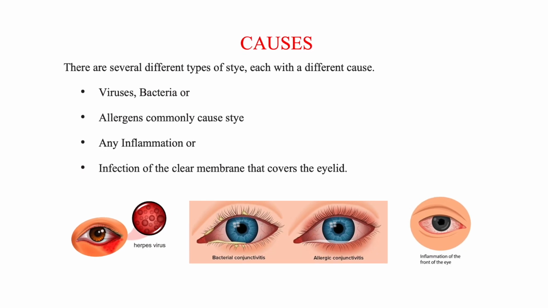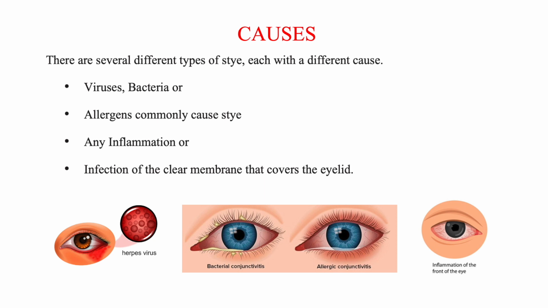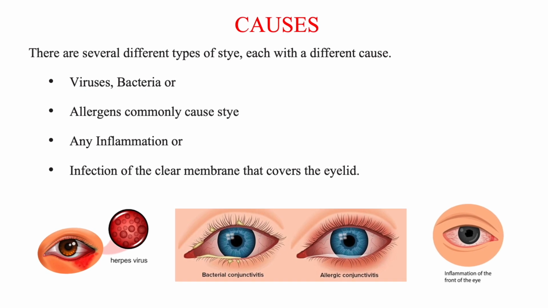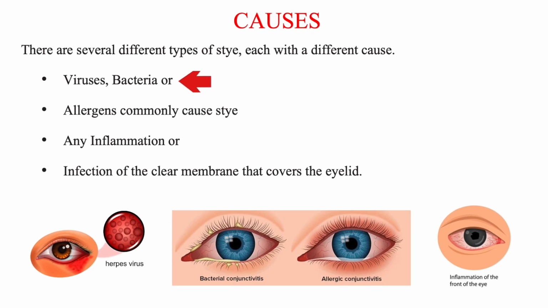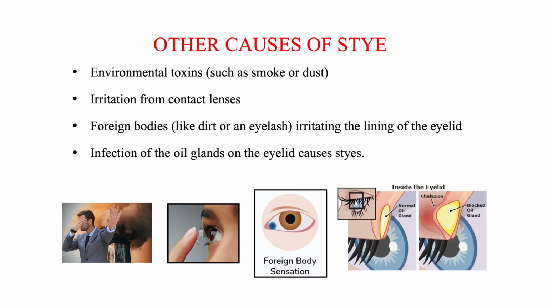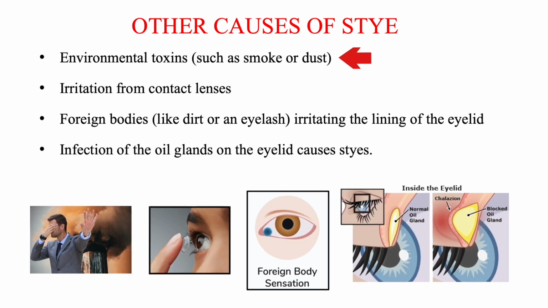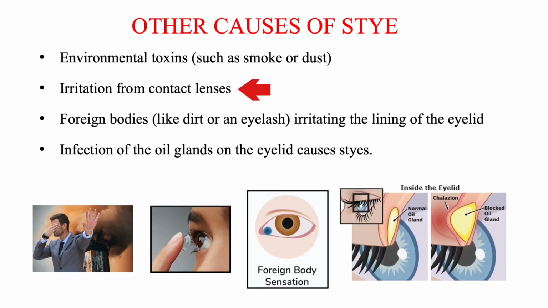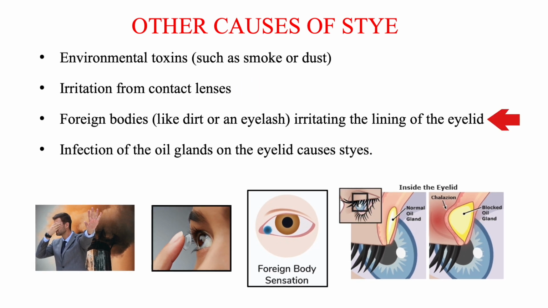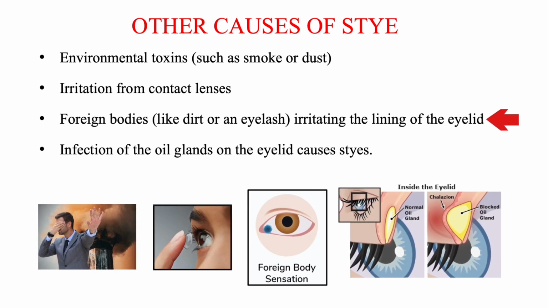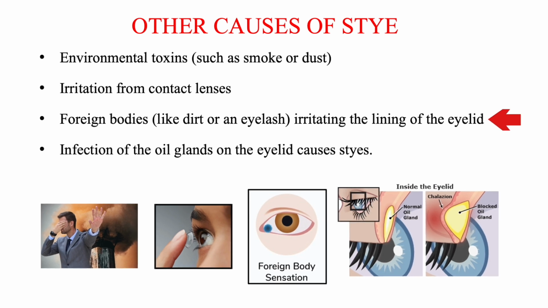What are the causes? There are several different types of stye, each with a different cause. Viruses, bacteria, or allergens commonly cause stye. Stye can refer to any inflammation or infection of the clear membrane that covers the eyelid. Other causes of the stye include environmental toxins such as smoke or dust, irritation from contact lenses, foreign bodies like dirt or an eyelash irritating the lining of the eye.